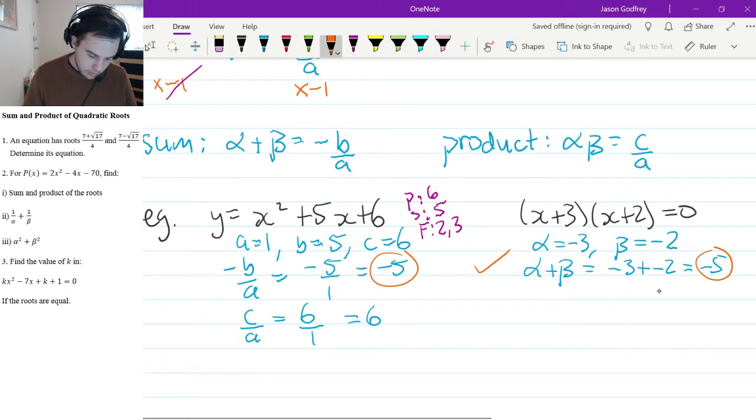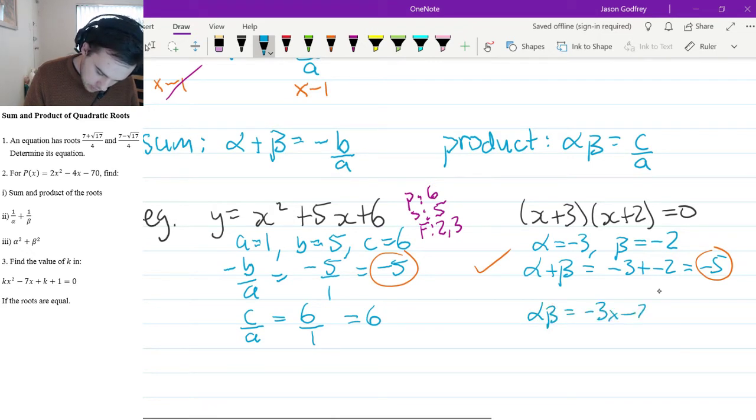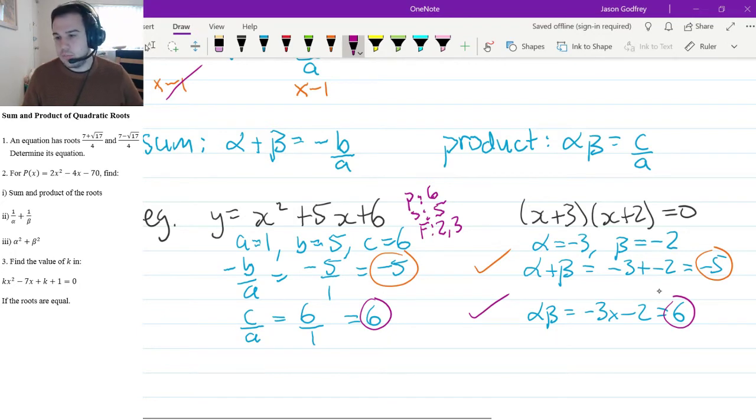So that one worked. When we calculated negative b on a, we got the same as when we added the roots. Okay, and let's also check the product of the roots. So when we multiply, alpha times beta is negative 3 times negative 2, which is 6, right? So we've got the same thing. Also worked when we multiplied the roots, we got c on a. Okay, so now I'll start doing the questions in the slide panel.